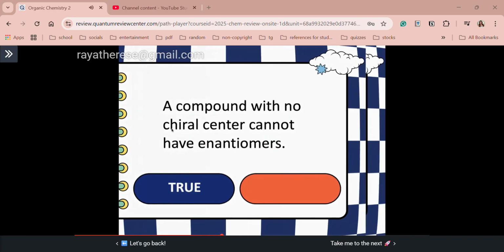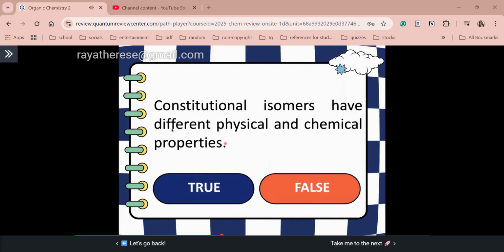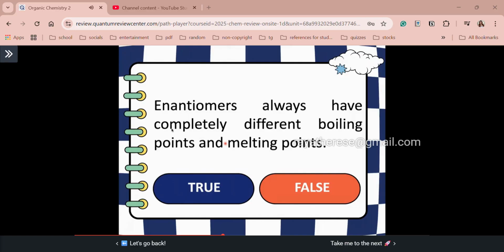Class, hopefully you get it for this next item. Constitutional isomers have different physical and chemical properties, particularly their melting and boiling points. Yes, sir, that's true. We discussed that in our discussion on Intro to Orchem. Yes, that's correct, class. Again, this is a true statement. Second to the last. Enantiomers always have completely different boiling points and melting points. Class, false. I hope you are not confused. This is a false statement.